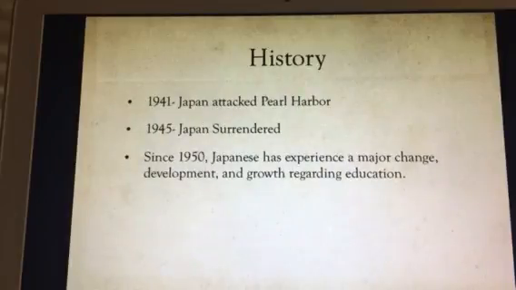In 1941, Japan attacked Pearl Harbor. Pearl Harbor is located in Hawaii, and this led to World War II. America retaliated, which we all know, and Hiroshima occurred, which led to, in 1945, Japan surrendering, which ended World War II. Since 1950, Japanese have experienced a major change, development, and growth regarding their education.